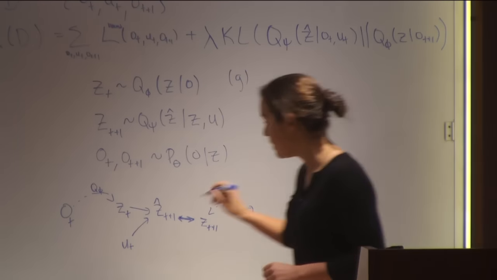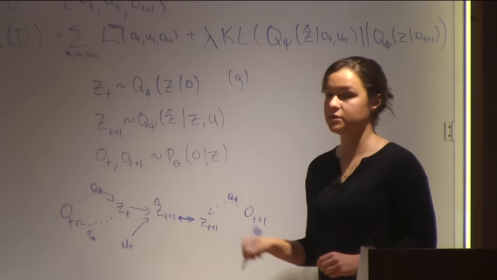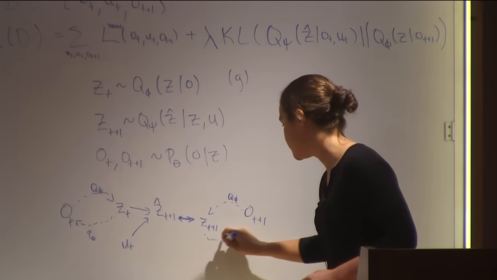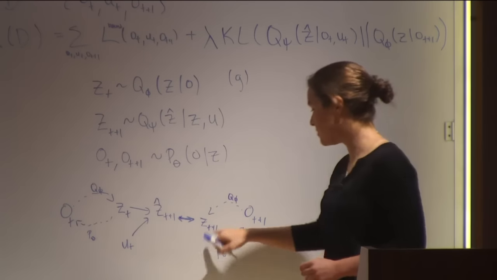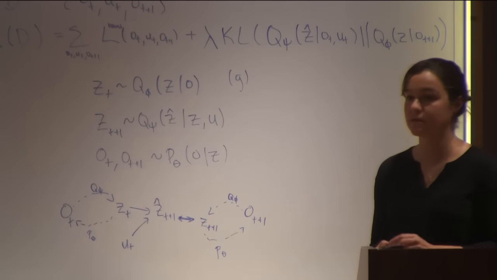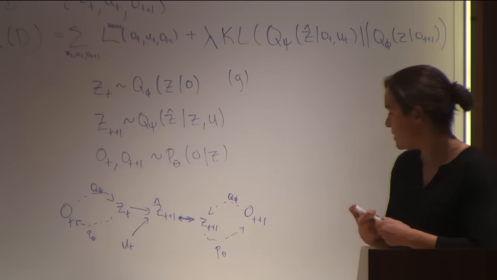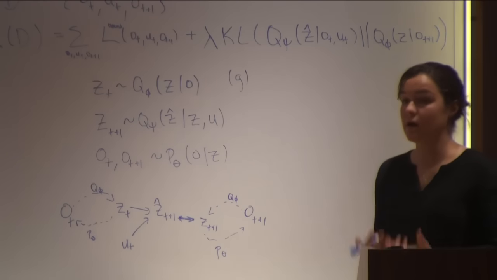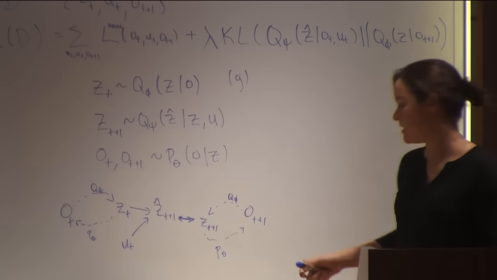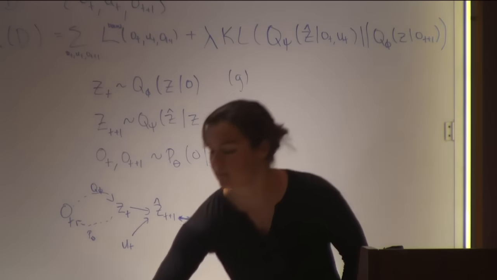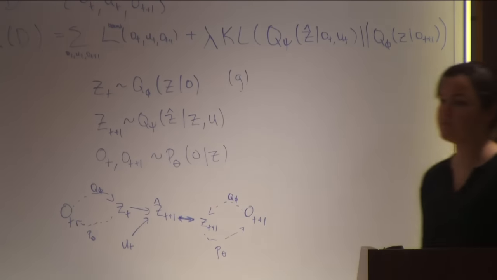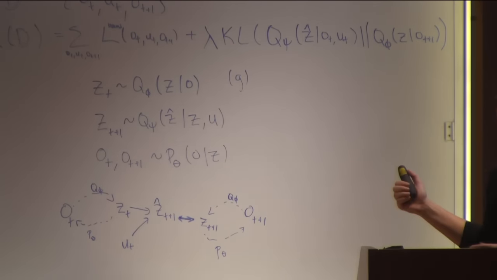And then there's also a P theta that maps back from ZT to OT, and likewise from ZT plus 1 to OT plus 1. And that's what makes the latent embedding actually something that can reconstruct the image, and something that includes information about the image. So any questions on this?